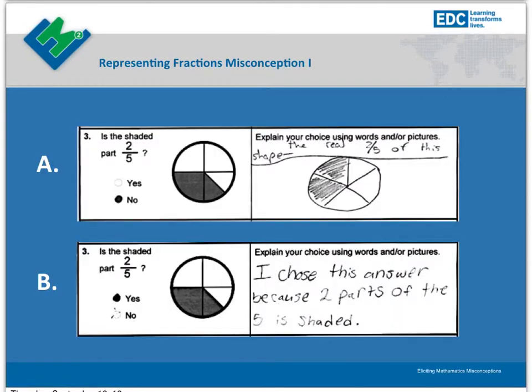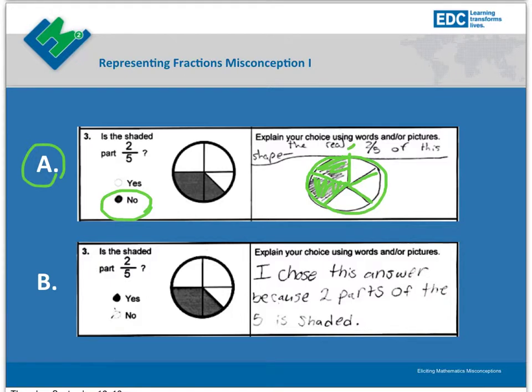Looking at these student responses in this example will help develop a better understanding of misconception one. Student A chose the correct response. And when we explore the thinking, we can see the student considered the size of the pieces in their response. The student redrew the figure, dividing it into 5 equal portions, shading in 2 of the 5, and said the shaded area is 2/5 of this shape.